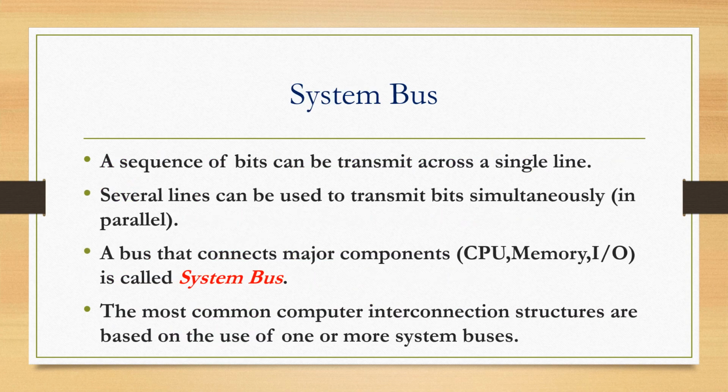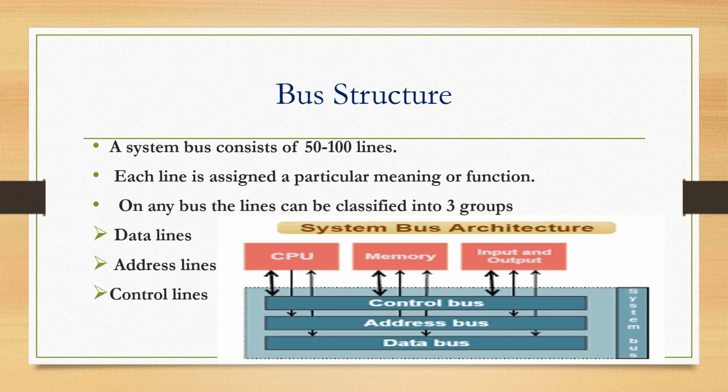A bus that connects major components like processor, memory, and I/O is called a system bus. The most common computer interconnection structures are based on the use of one or more system buses. A system bus consists of 50 to hundreds of separate lines. Each line is assigned a particular meaning or function. The lines can be classified into three groups: data lines, address lines, and control lines.